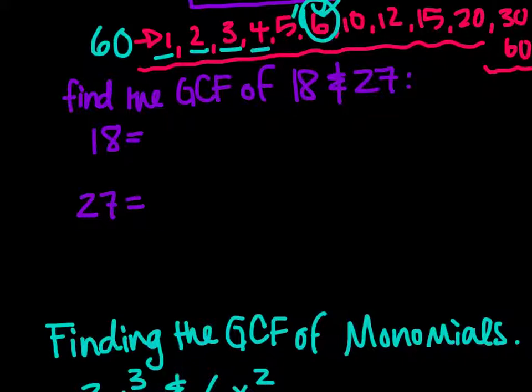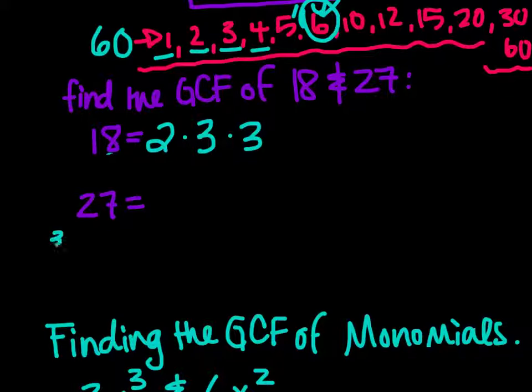So we need to find the greatest common factor of 18 and 27, and the way we're going to do that is by looking at the prime factorization of these numbers. So 18 can be broken down into 2 times 9, which is also equal to 2 times 3 times 3. So the prime factorization of 18 is 2 times 3 times 3.